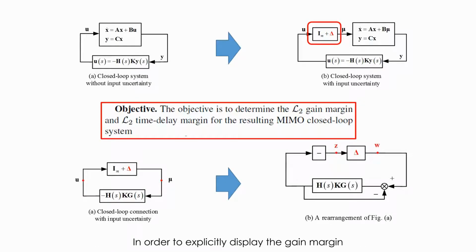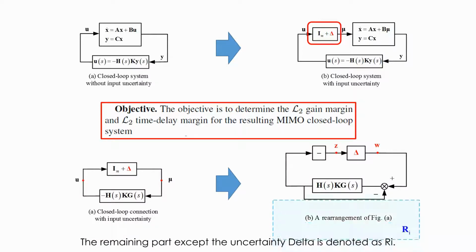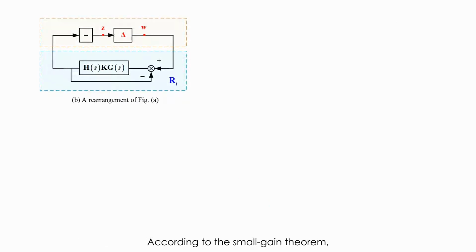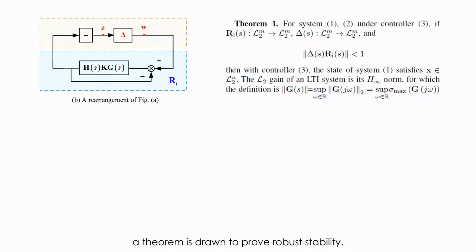In order to explicitly display the gain margin and the time delay margin, a loop transformation is also done. The remaining part except the uncertainty delta is denoted as Ri. It can be seen that the uncertainty delta is in series with the transfer function Ri. According to the small gain theorem, a theorem is drawn to prove robust stability.